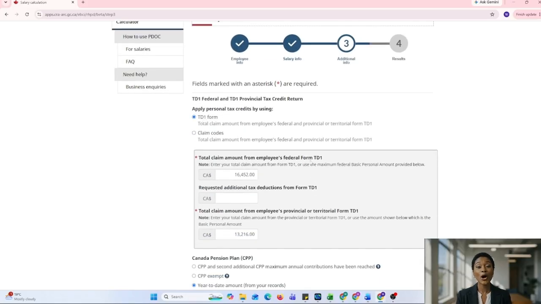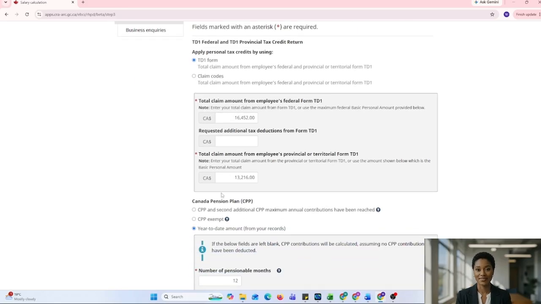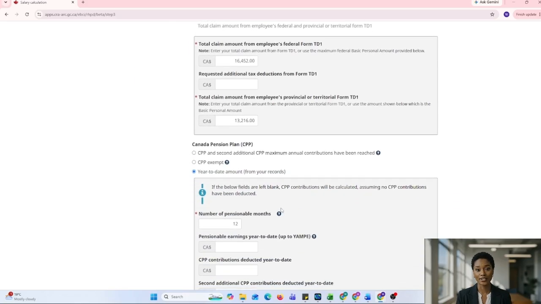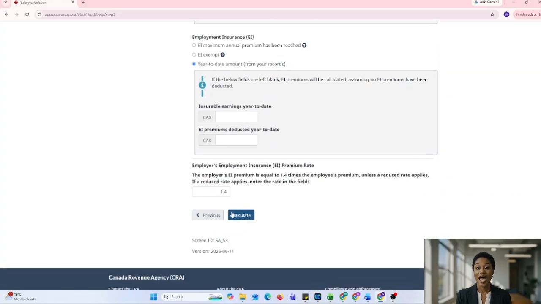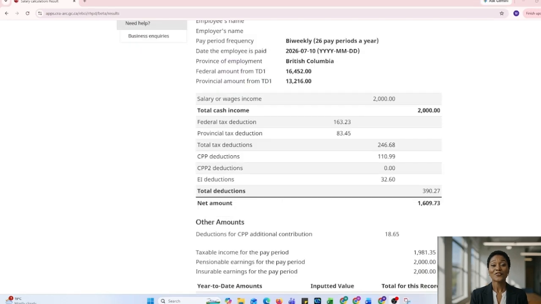At this stage, you can also enter the TD1 amount, which directly affects how much income tax is deducted. Because James did not submit a TD1, the calculator automatically applies the default basic personal amount. Alex then clicks Calculate, and the payroll deductions are generated. For James, earning $2,000 bi-weekly, the deductions are CPP, $110.99; EI, $32.60; federal income tax, $163.23. Now let's break down how these numbers are calculated.